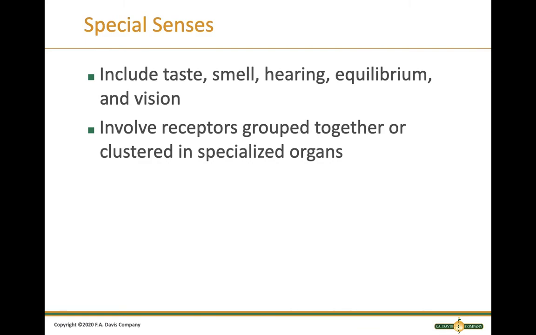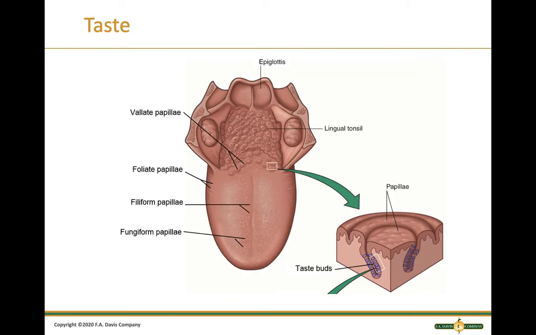Alright, the special senses are taste, smell, hearing, equilibrium or balance, and vision. These use specialized organs. These are all found in the head. And we're going to look first at the sense of taste.